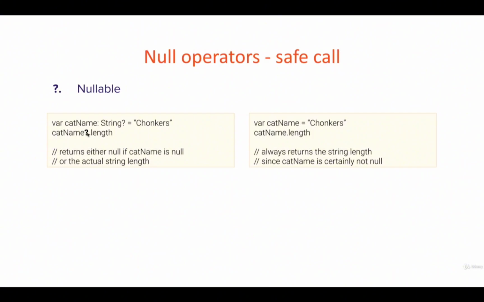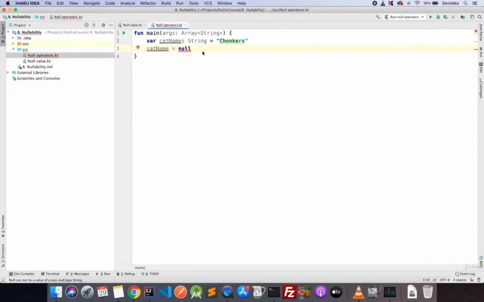So instead, we're using the nullable operator. We're going to say cat name question mark dot length, and that will either return null if the cat name is null, or the actual string length. So if the variable is not null, then we'll get the length. If the variable is null, then we will get null. Okay, so let's try that out in code.